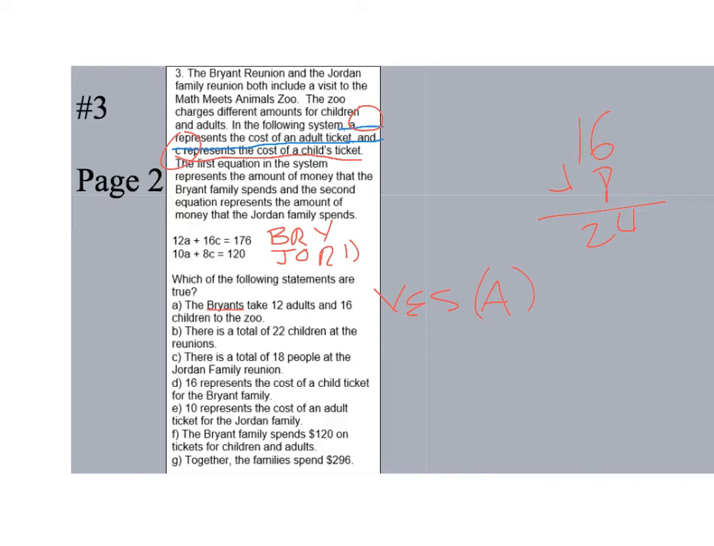What do you think? There's a total of 22 children at the reunions? Well, if that's true, then for some reason the Jordans and the Bryants bought 2 extra tickets, so I doubt that's what's happening. So that B is going to be a no. Okay, understand why I'm writing yes, no.